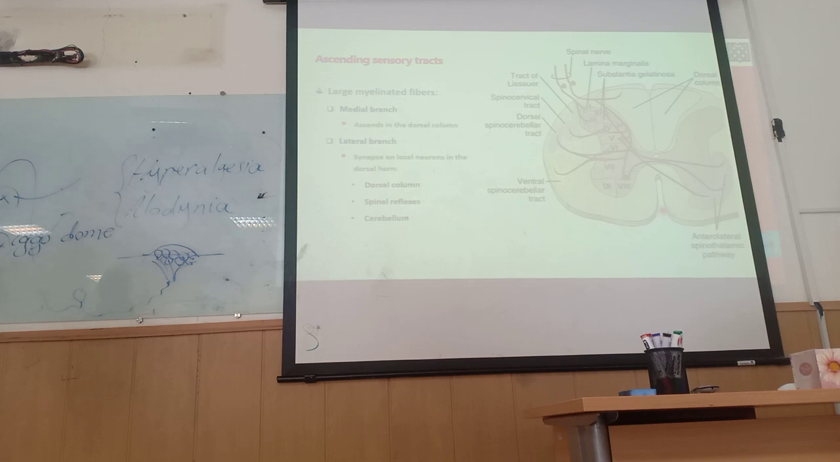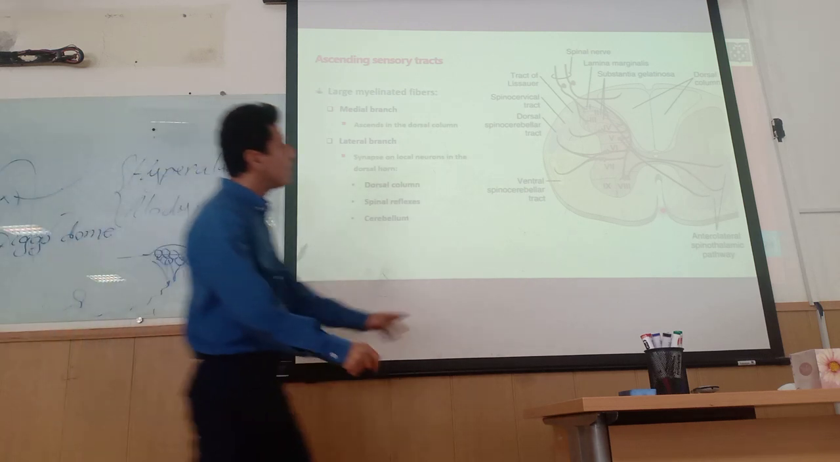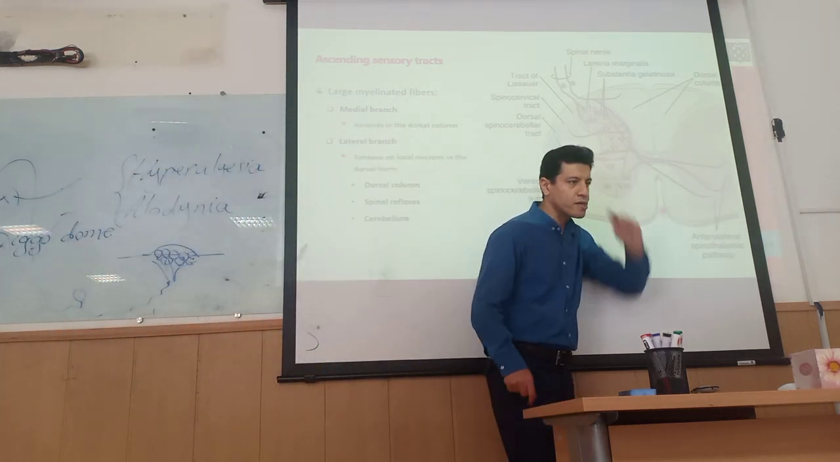So first, it has a medial branch, a lateral branch. Medial branch goes directly to the dorsal column and ascends in the system. Lateral branch makes synapses on neurons. Those neurons, those second order neurons, most of them come to the dorsal column and go up, right? Some of them cause reflexes and some go to the cerebellum, right? So now let's see the dorsal column.